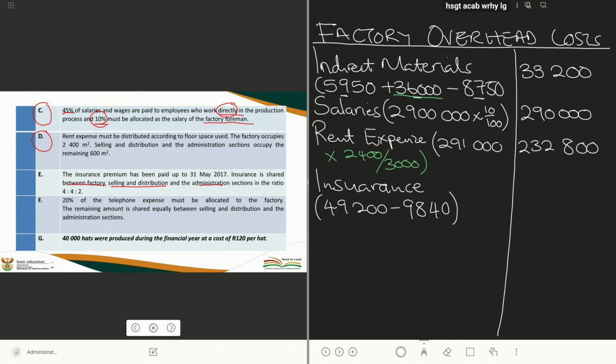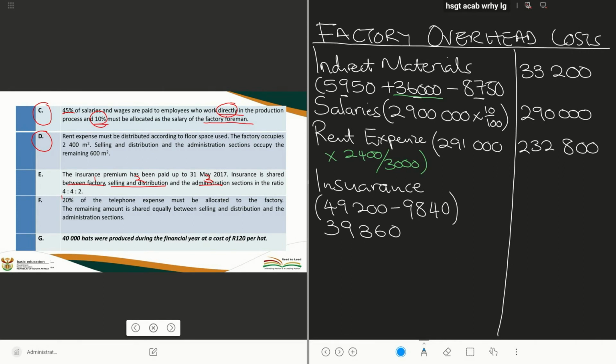So it simply means after we have done this, we should get an amount here. You now say 49.2 minus 9,840. You will get 39,360. Now, that 39,360, they said it must be shared between the factory. Whatever they start with, factory, that is number 1. Selling and distribution, number 2. Administration, number 3. When you come here, you allocate accordingly. Which one was number 1? Factory.